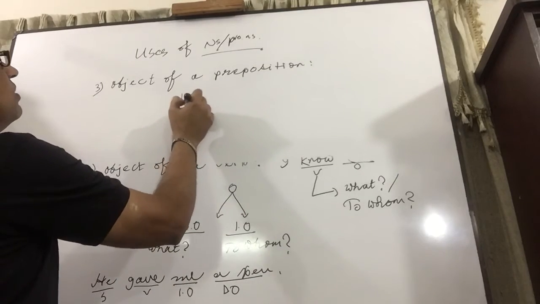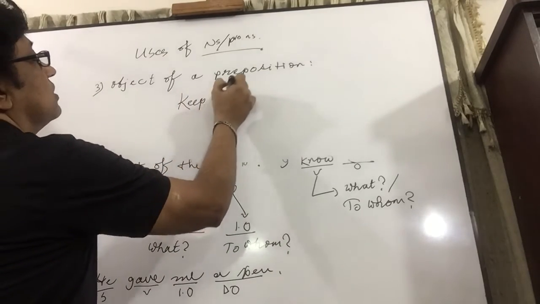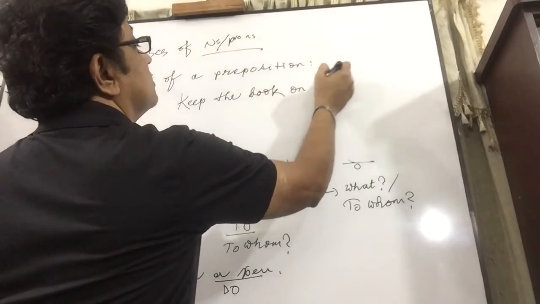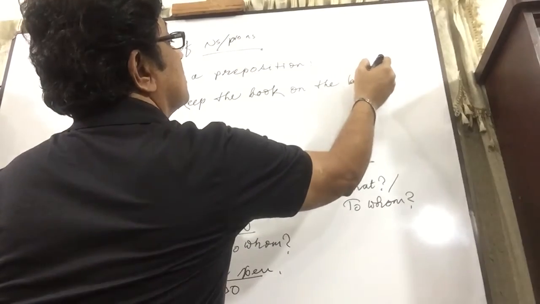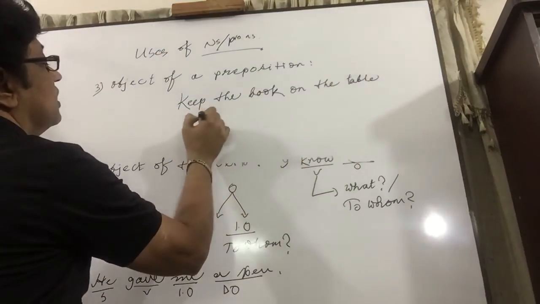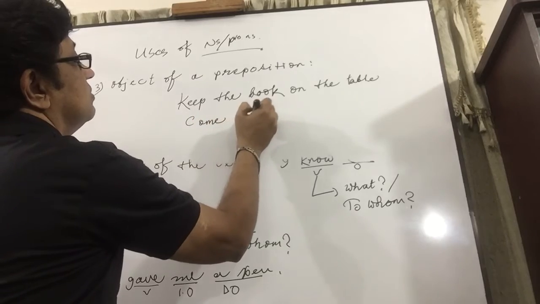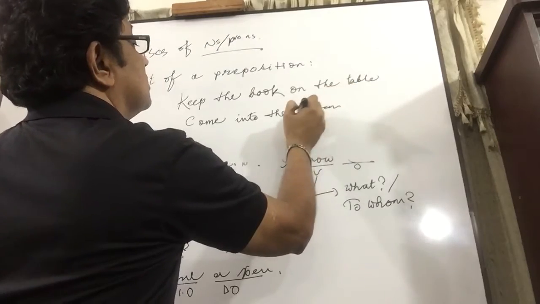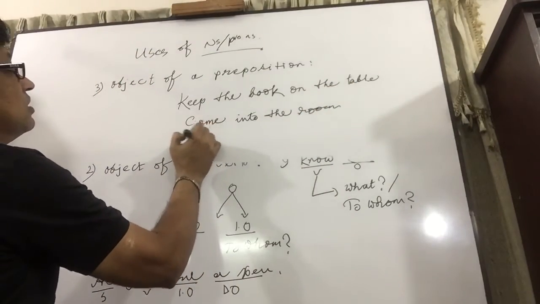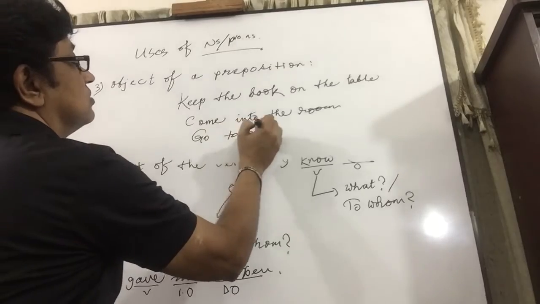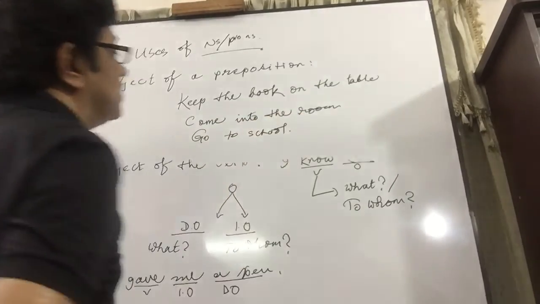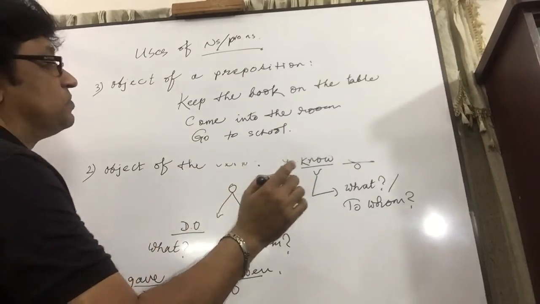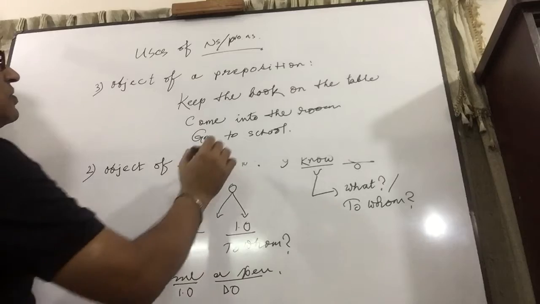Suppose, keep the book on the table. On the table. Or come into the room. Or go to school. In such a way, you can give examples of prepositional objects, how they perform.